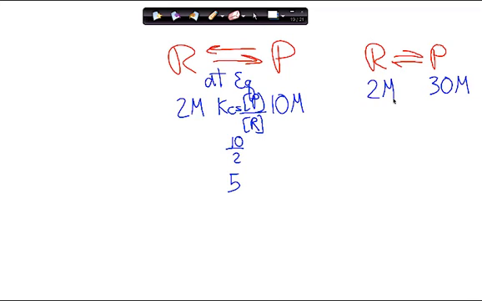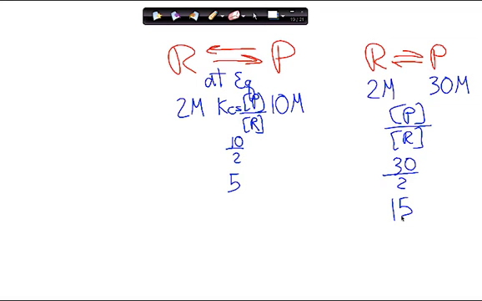And that's my next question. Is this reaction at equilibrium? How do we know that it's not? Well, let's do some math. Guys, what is Kc equal to? Products divided by reactants. So now let's plug in our numbers. Products are 30, reactants are 2. What does that equal? 15.